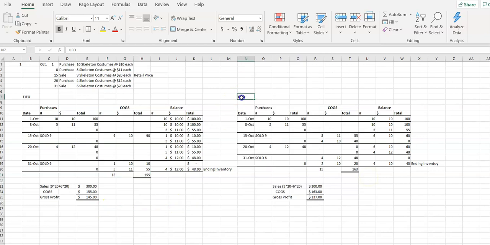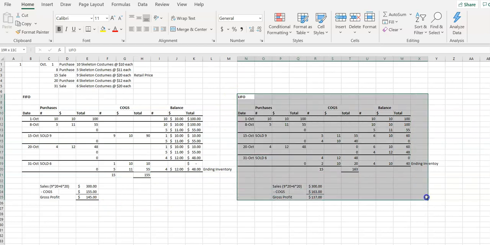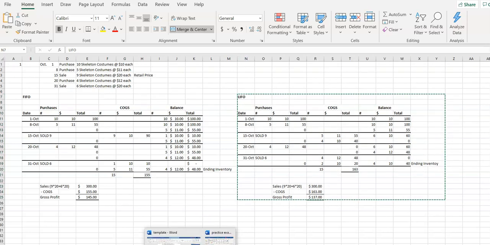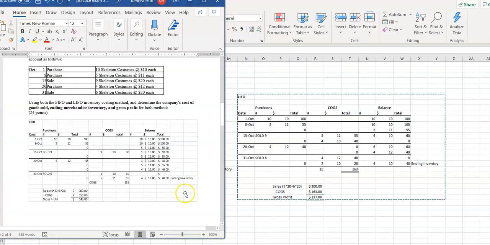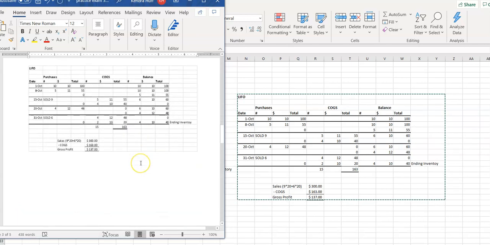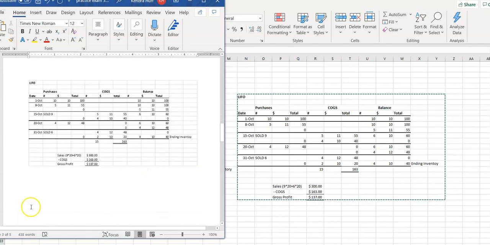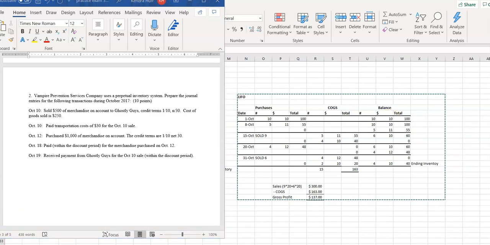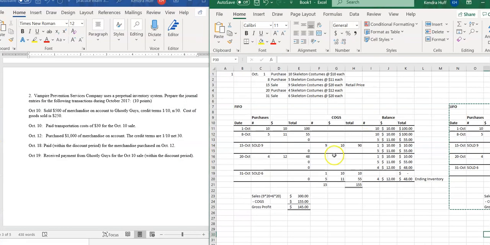And then just copy it and paste it into Blackboard. And like I said with the other one, you might want to do the right click and then paste it as a picture. Okay, problem number 2. Let me go back down to normal size.